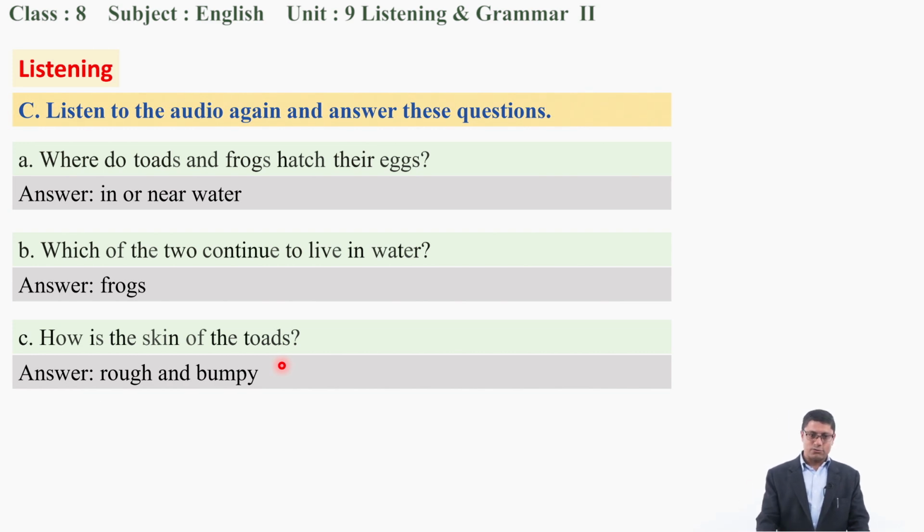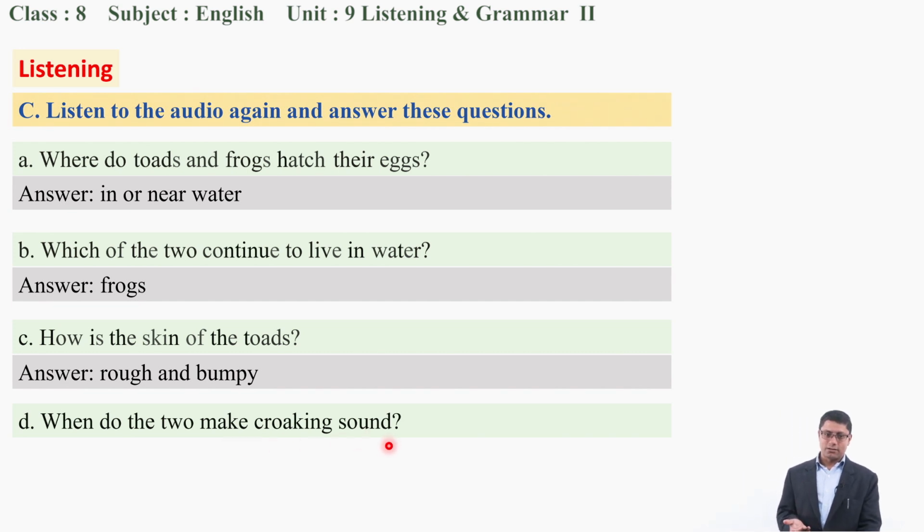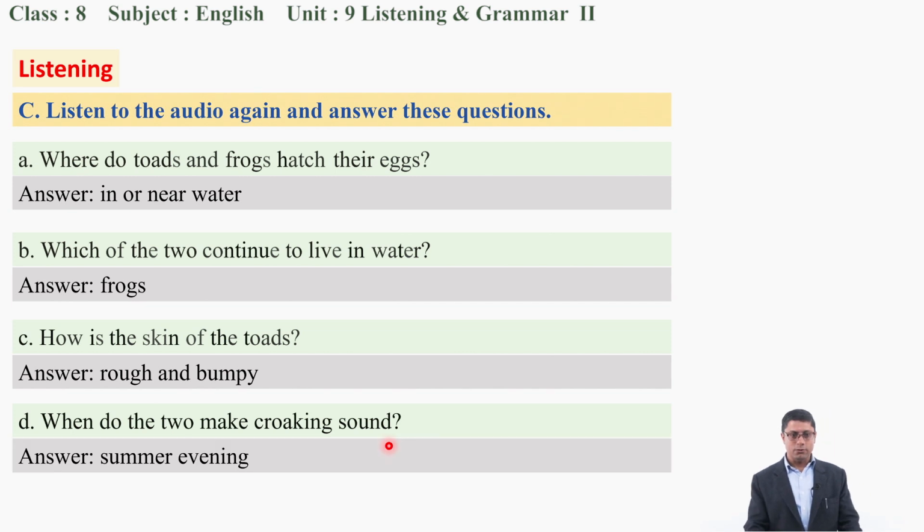Now, let's move on to the last question. When do the two make croaking sound? And what have you written? When? Oh, you wrote summer evening. All right, let's see. What is a more typical sound on a summer evening than a chorus of croaking frogs and... Okay, it says summer evening. That's why your answers are right. Wonderful, you did well, dear students.